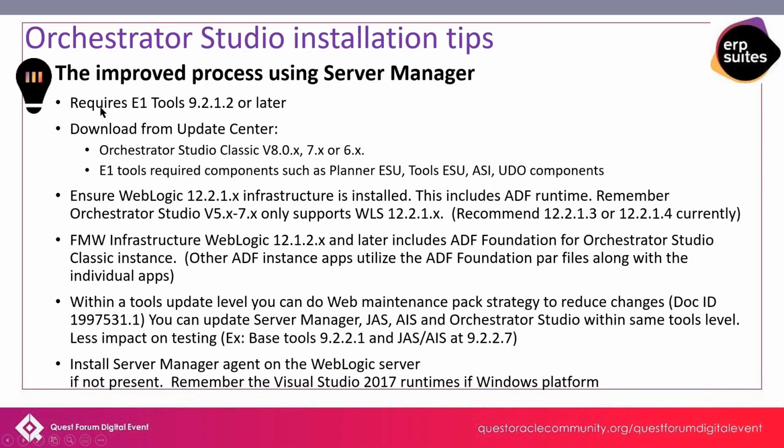There we go. So to use Server Manager, you had to be on 9.2.1.2. If you were 9.2.1.1 or earlier, you have manual processes that you had to do. But you can still download these Classic Studio versions depending on the tools release you're at. The other component with any of these tools is to make sure that you get the subsequent pieces for your release, like perhaps release 9.2, where you've got your planner issue, your tools issue, what's called automated special instructions, and in a lot of cases some UDO components like certain pages, depending on the functionality levels that you're using.